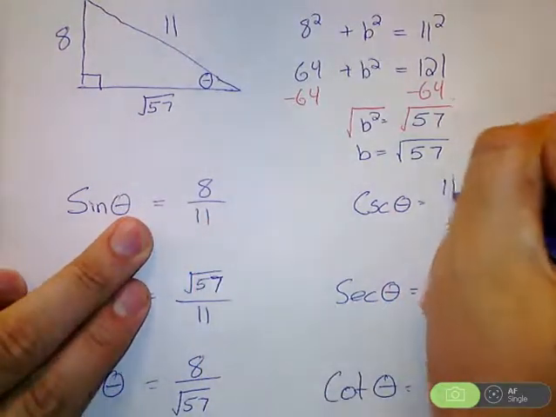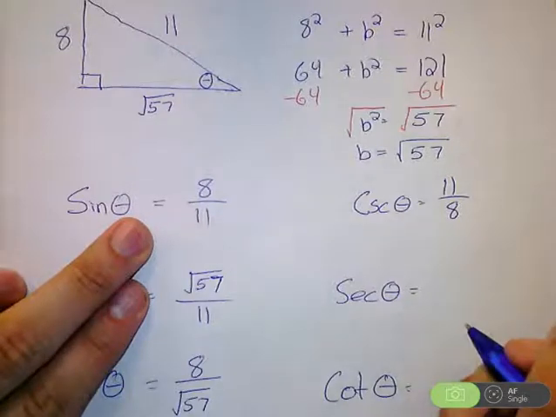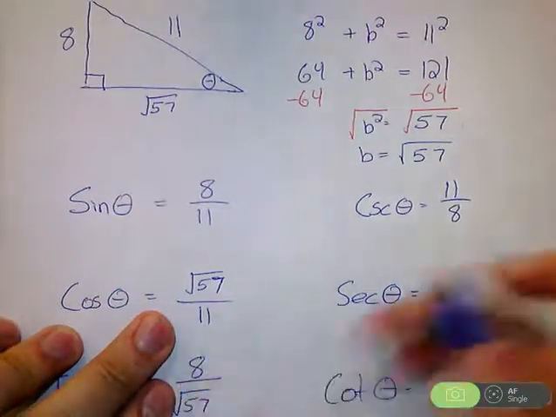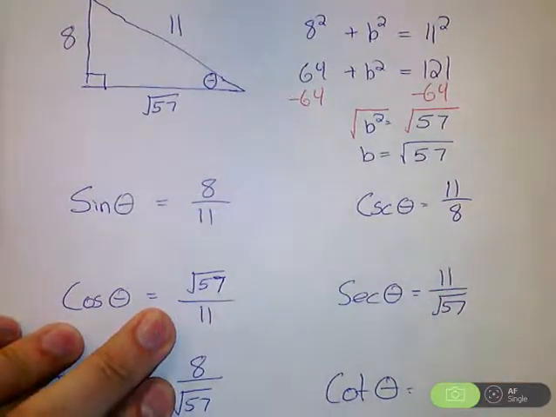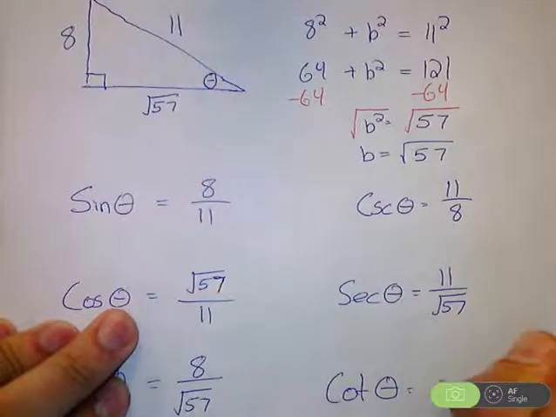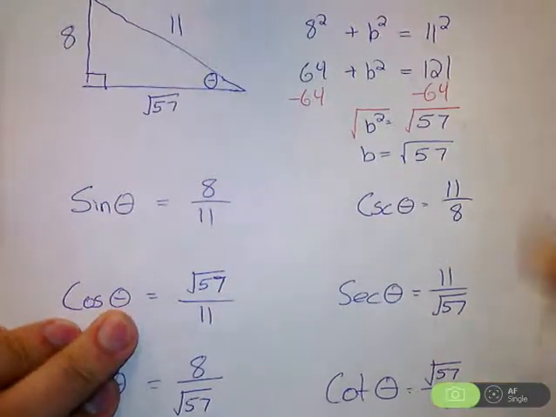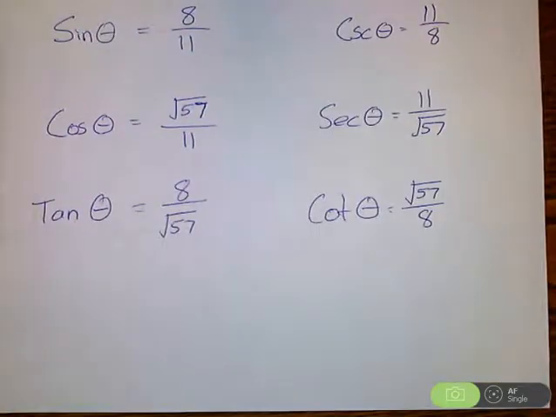So I'm going to have 11 over 8 for cosecant. For secant, we're going to have 11 over square root of 57. And cotangent, square root of 57 over 8. Only one last piece we have to do. We have to try and simplify here.